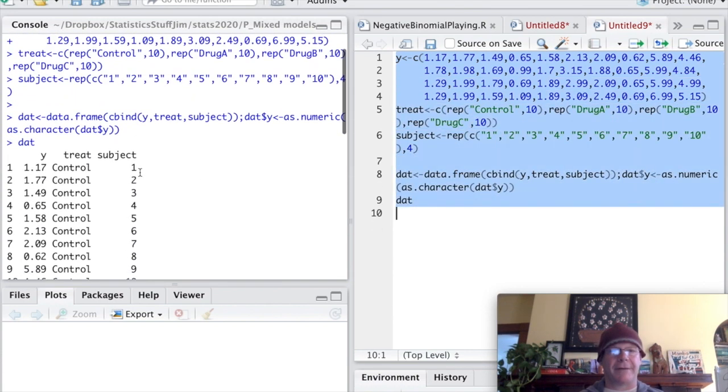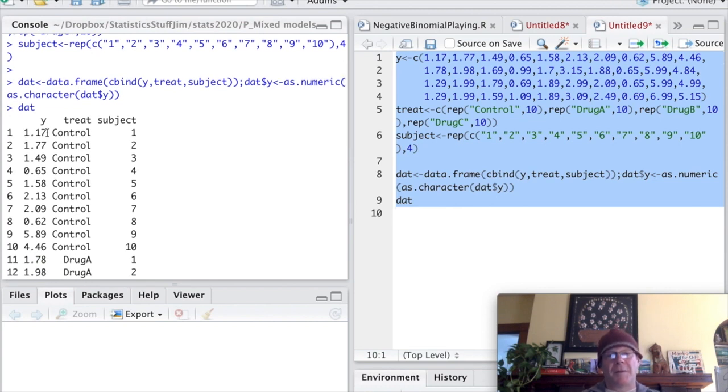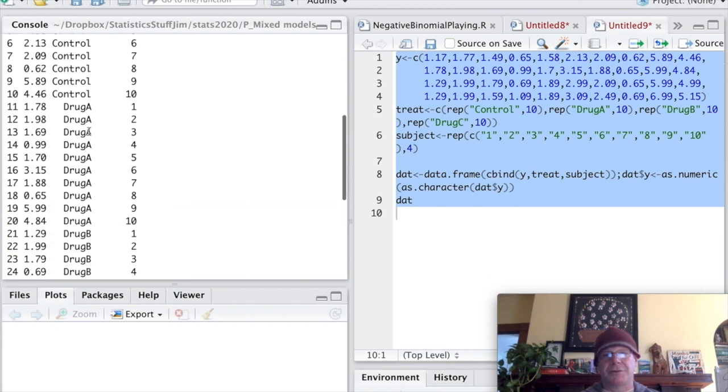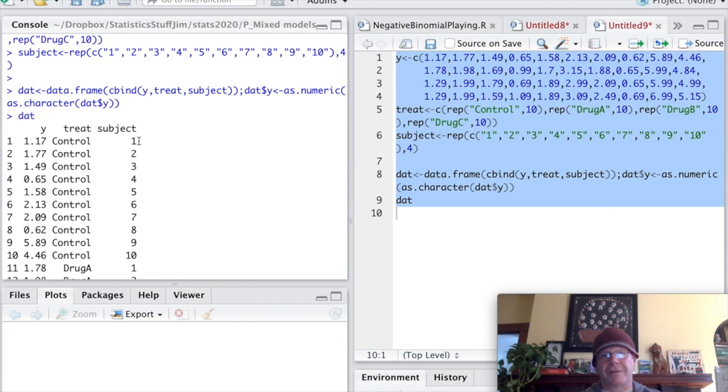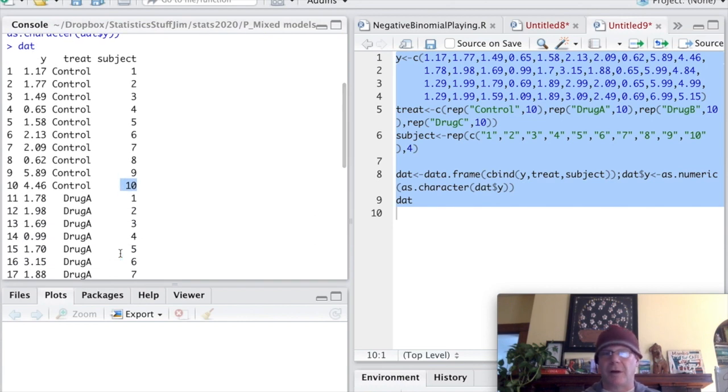So what do we have here? We have an experiment where we measured something. We have 4 different treatments. We have a control treatment, drug A, drug B, drug C. And then we have subjects 1 through 10. So in this scenario, there were 10 people that were involved in this study. Each of those 10 people received all 4 of the treatments.